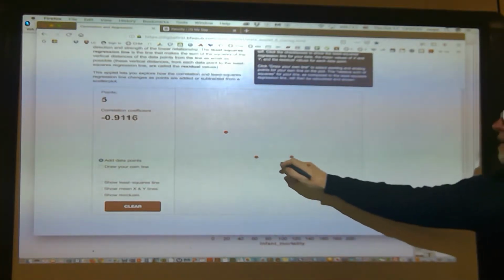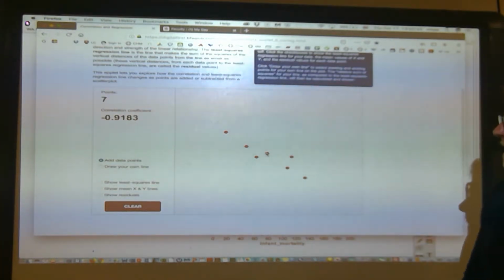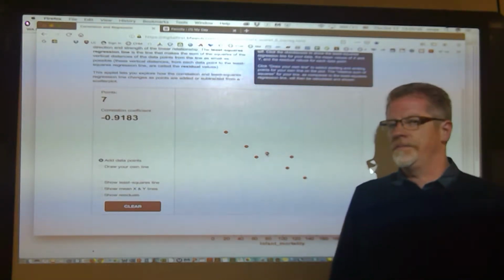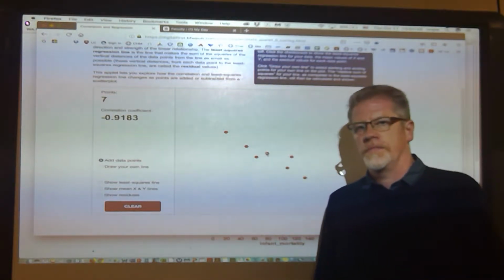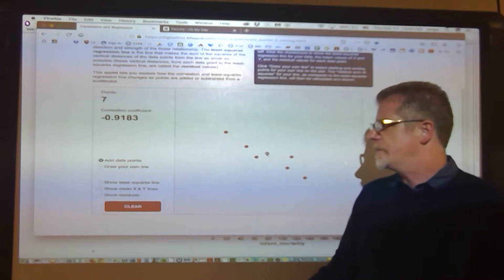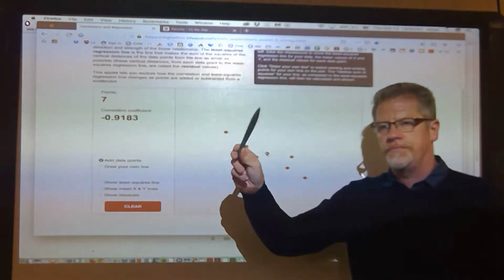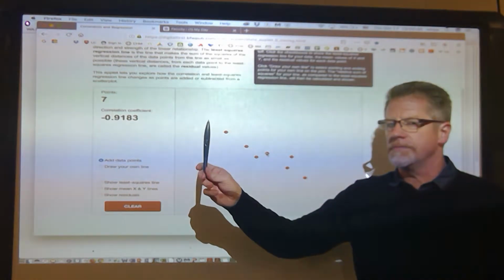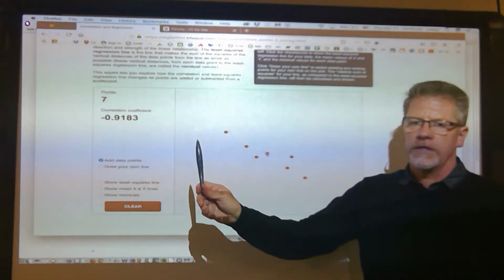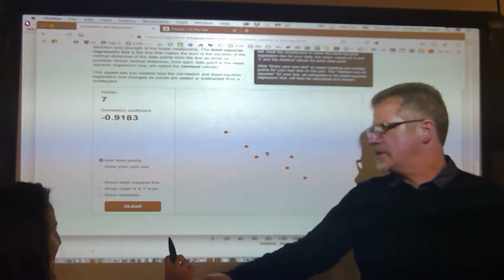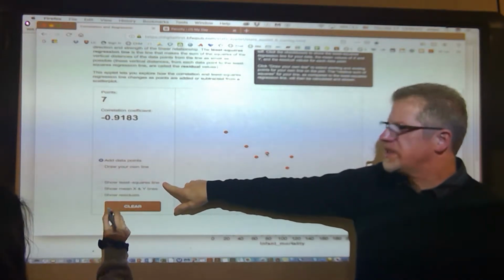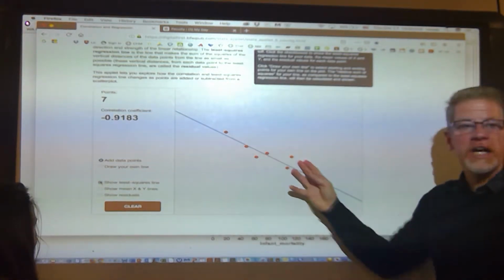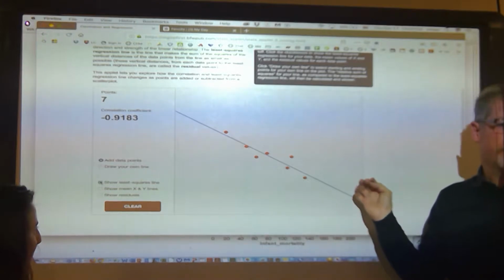Got some points. And look at what happens when, Katie, come on up. I'd like you to come up to the screen. And then pay close attention to what Katie does, because you might be next. Would you, at this website, please click in the box for show least squares line. Notice it automatically puts in a line of best fit.